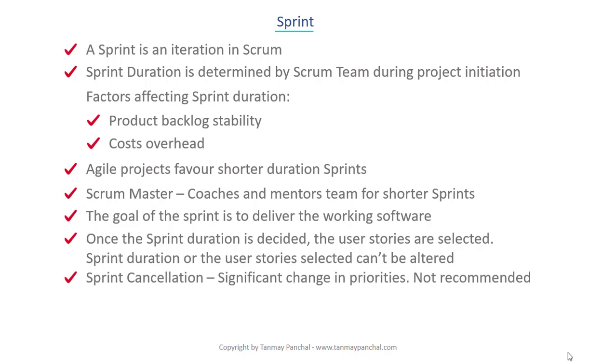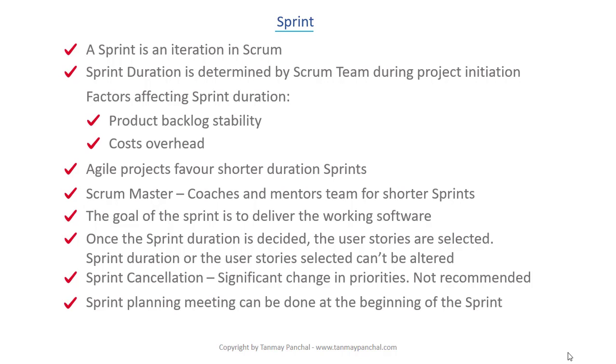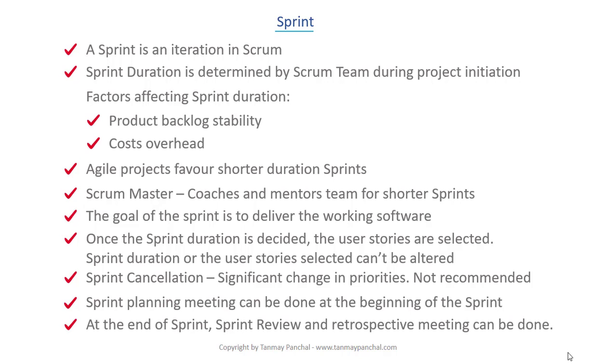The product owner may choose to cancel or terminate a sprint in specific situations, for example, a significant change in priorities. Given that we are only talking about a couple of weeks of work, the cancellation of a sprint would be an extremely rare event. A sprint will begin with a sprint planning meeting and end with the sprint review and retrospective.